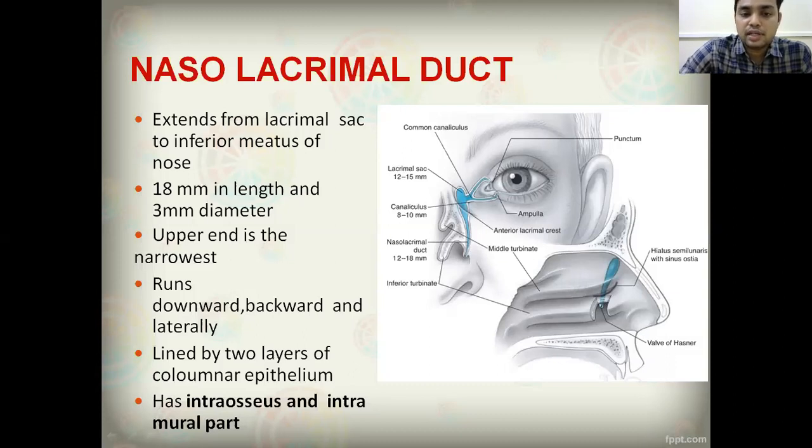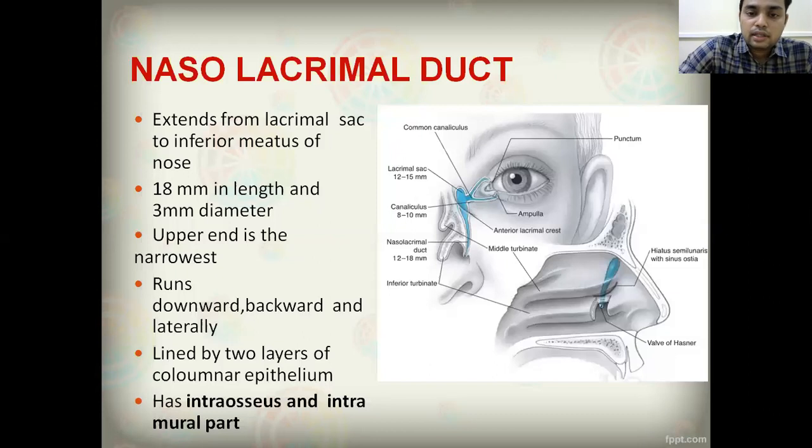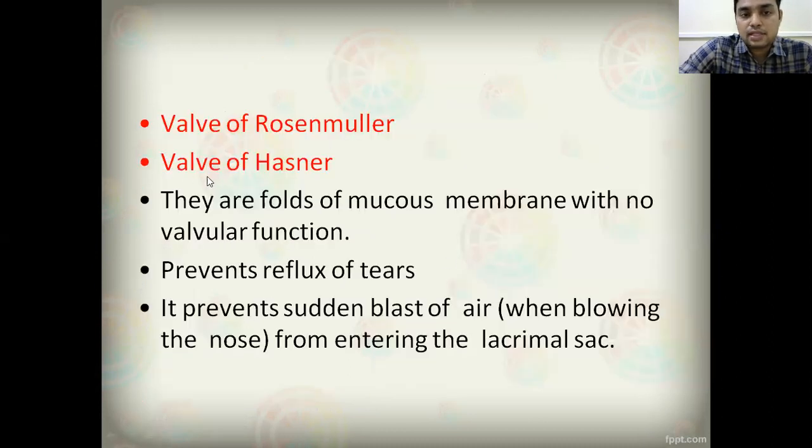It has 2 parts: intraosseous part and intramural part. The intraosseous part is present between the bones, and the intramural part is present between the mucosal membranes of the nose. Here also, at the bottom of the nasolacrimal duct, we have a specialized valve called the valve of Hasner.